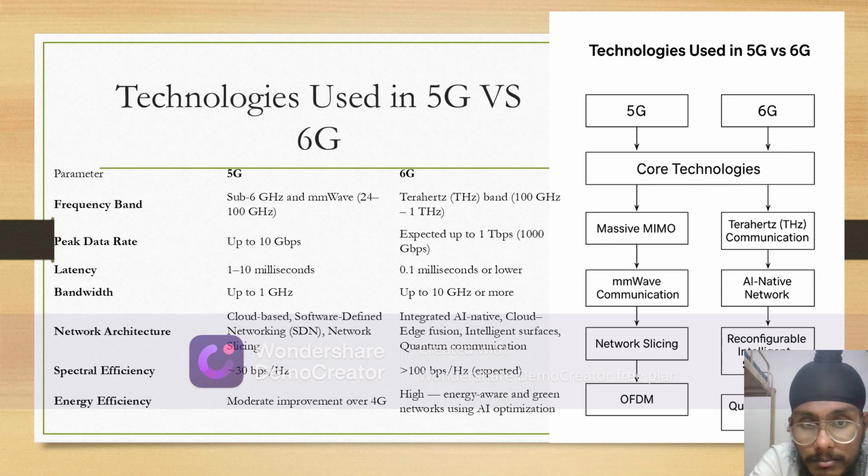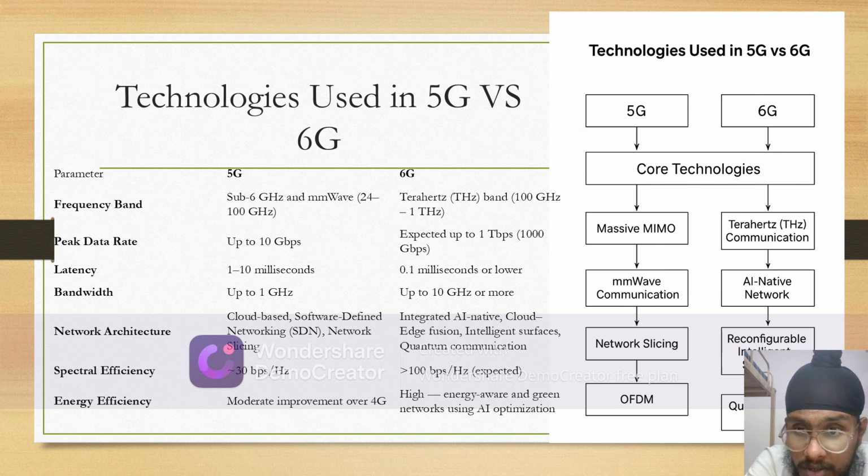100 gigabit per second. And the latency parameter of 5G is from 1 to 10 milliseconds, and the latency parameter of 6G is 0.1 milliseconds or lower. And the bandwidth parameter of 5G is up to 1 gigahertz, and the bandwidth parameter of 6G is up to 10 gigahertz or more.